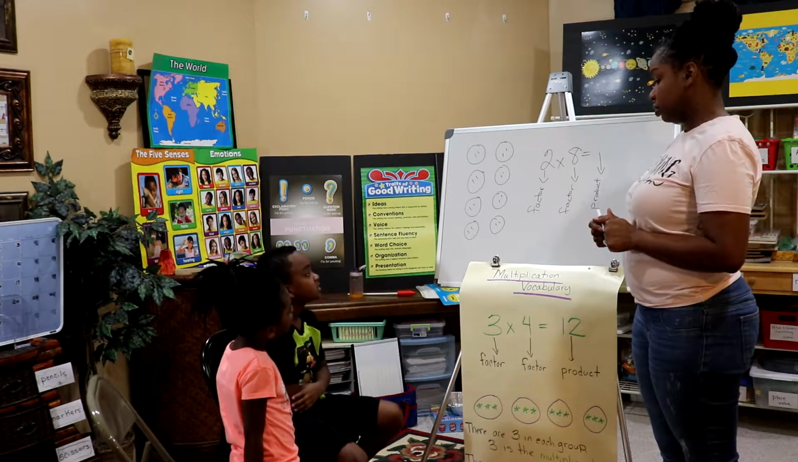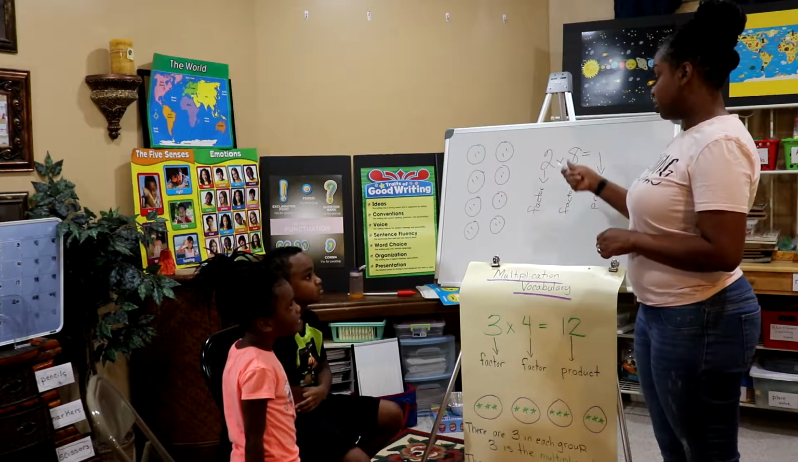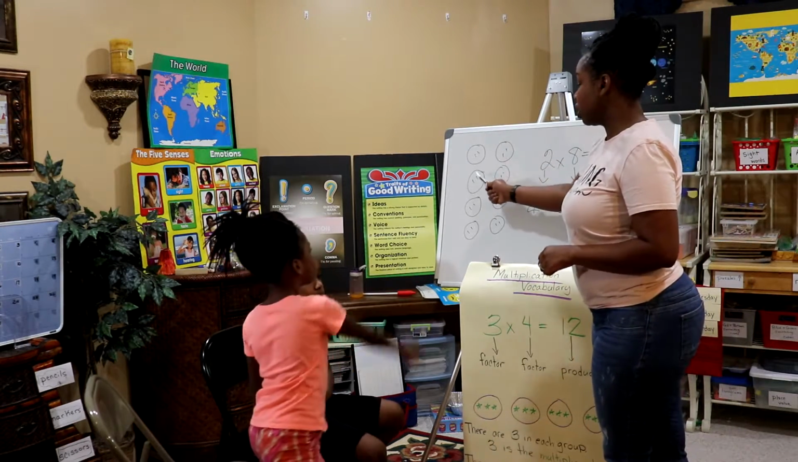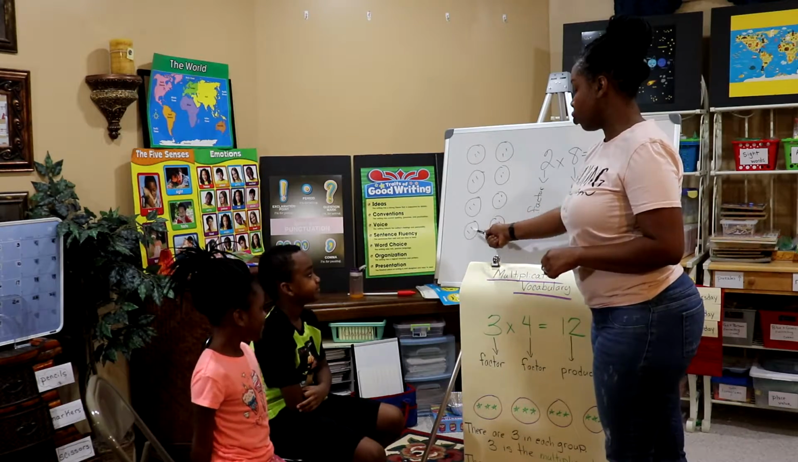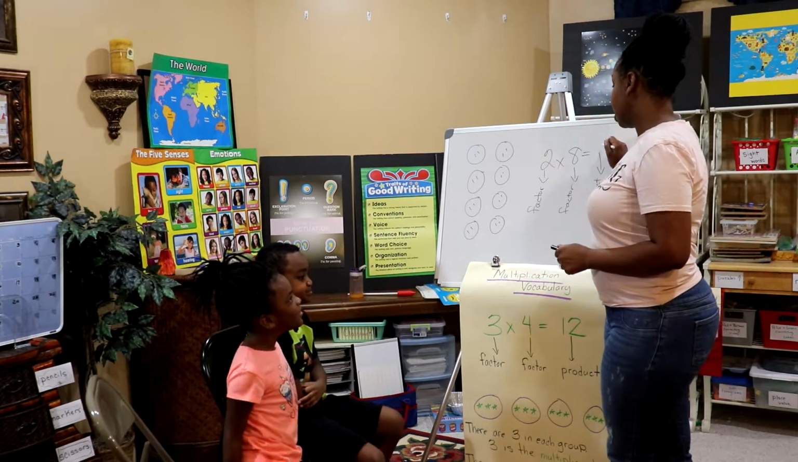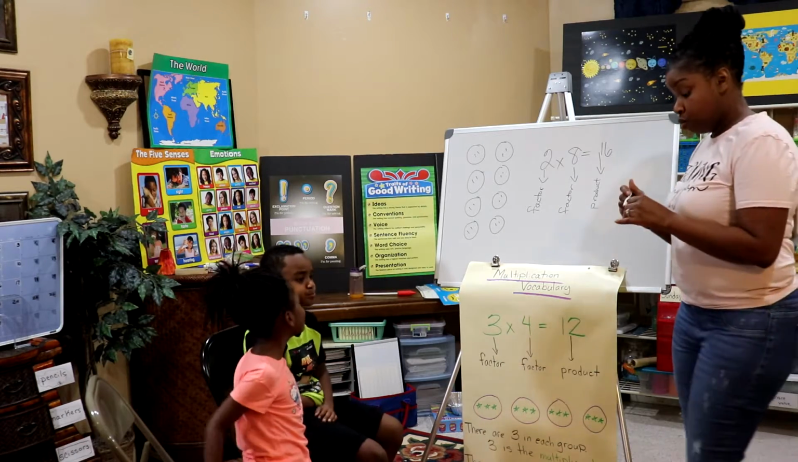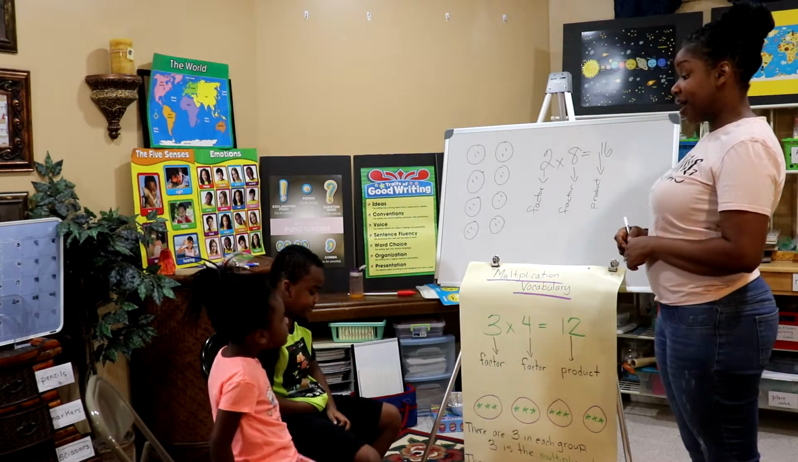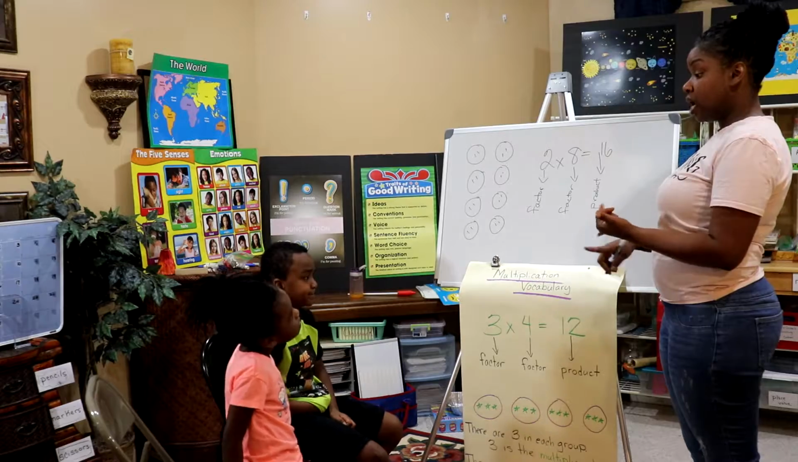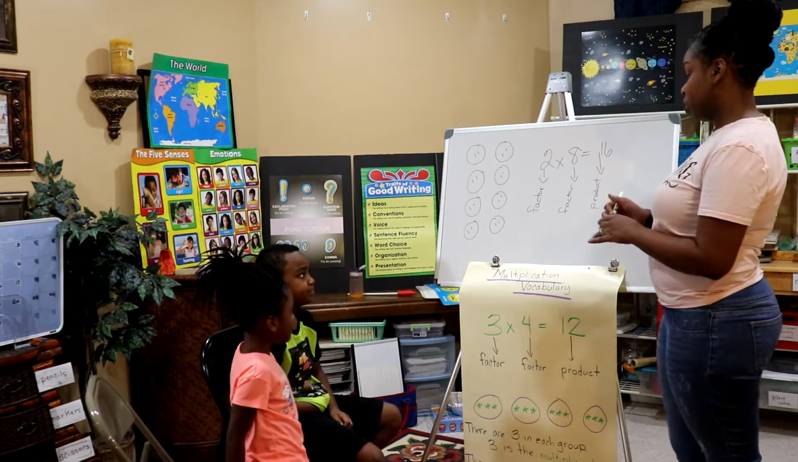So please tell me, what is the product? The product is 16. 2, 4, 6, 8, 10, 12, 14, 16. Are you drawing on my calendar? Well, good job. 16. Now we need to identify the multiplicand and the multiplier.